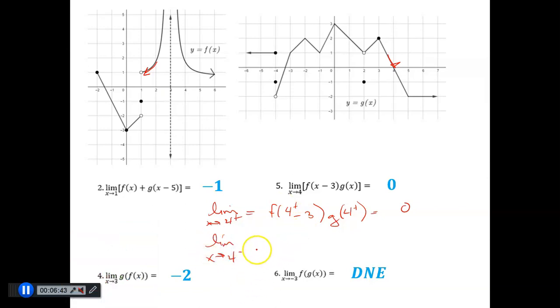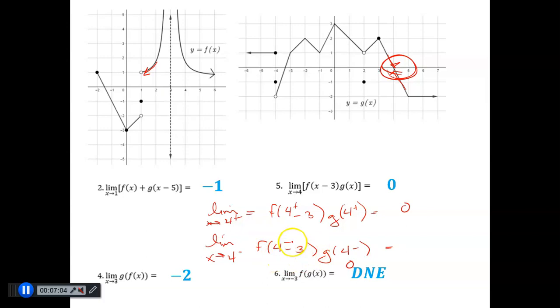Let's go from the negative side. If I go from the negative side, if you look at 4, again, approach from the negative side, you're getting a 0. Notice on g of x, it doesn't matter which side you approach 4 from, you're getting a 0. So it doesn't really matter what this is, but just for fun.